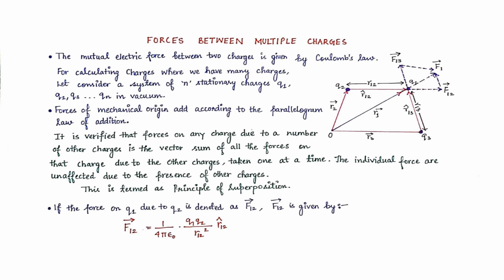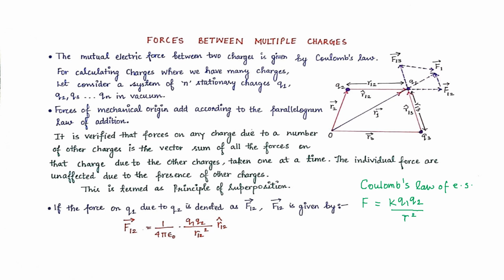So what does Coulomb's law of electrostatics state? It states that the force between any two charges Q1 and Q2 is given by F equals K into Q1 into Q2 divided by R square.